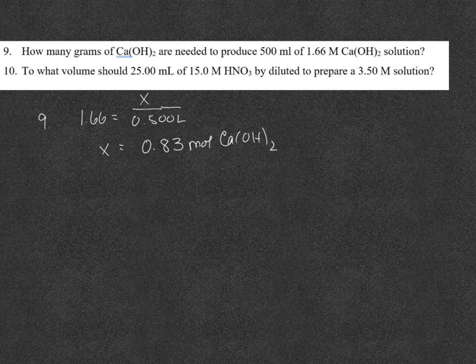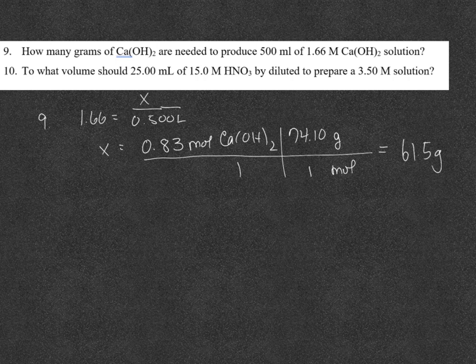Now I just need to convert that to grams. So mole comes down, gram goes to the top. Molar mass of calcium hydroxide is 74.10. So I need 61.5 grams of calcium hydroxide. And we're going to say 3 significant figures. We're going to say that there should be a decimal there.